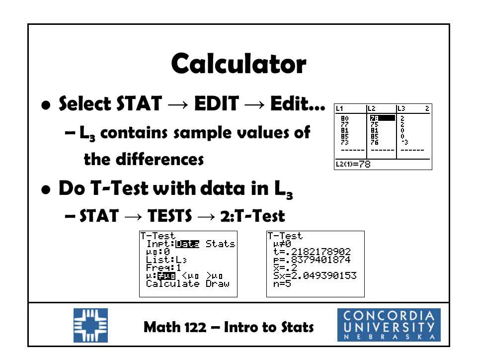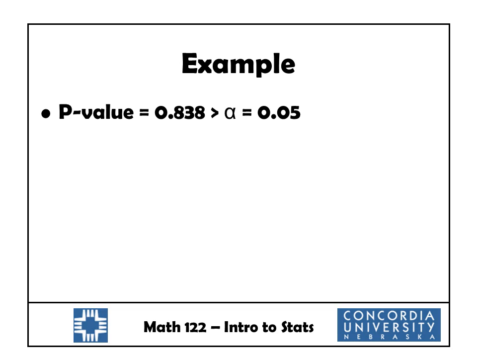Now right below that it gives us x bar and Sx. That is x bar equals 0.2. That's the mean of those differences in L3. Sx is the standard deviation of those differences in L3. Now the important number for us here is the p-value, 0.838.